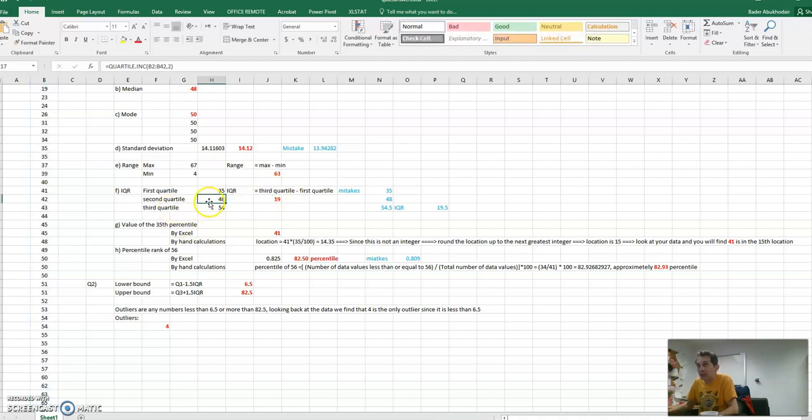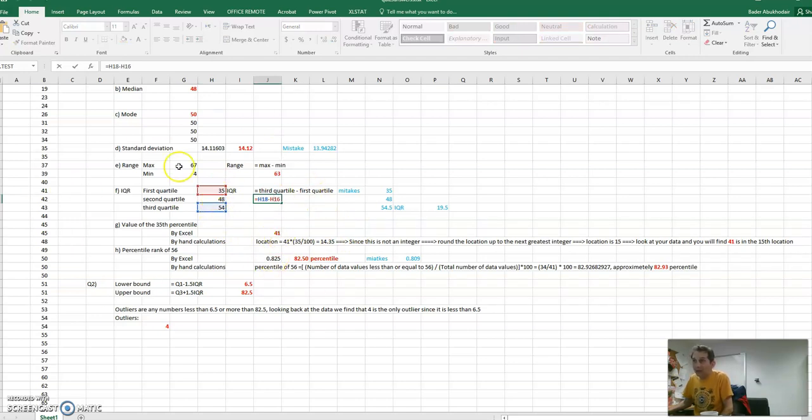Then you find the second quartile the same way, then the third quartile the same way. Notice that the second quartile is your median. I usually find the three of them right away. Now the IQR, the interquartile range, is the third quartile minus the first quartile, and I did it over here: third quartile minus first quartile.